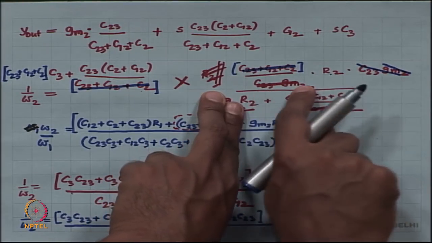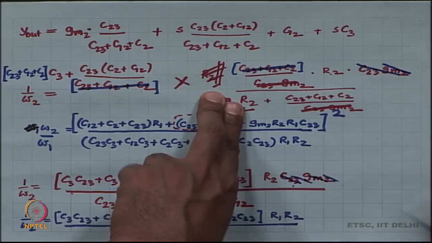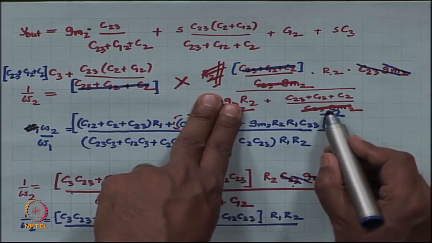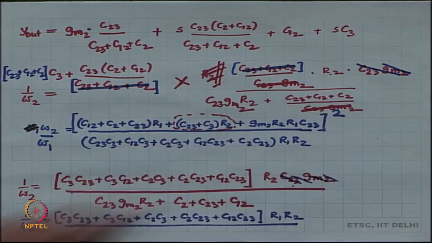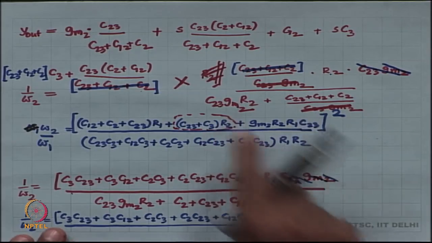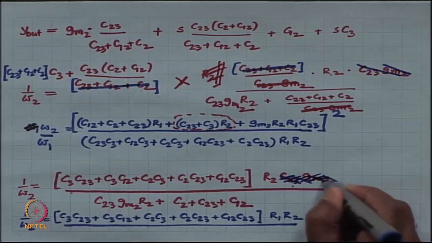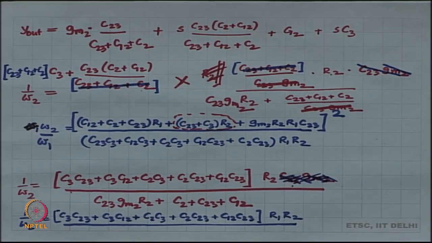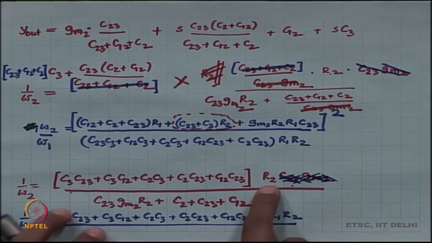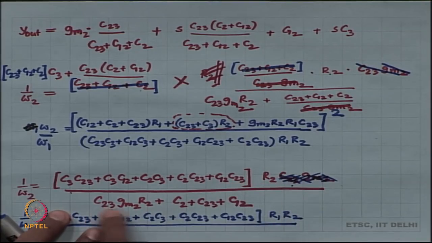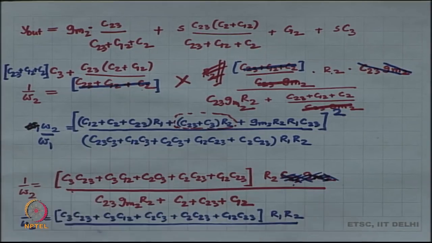Okay, C23 GM2 just cancelled out, we wrote it all over again. So, C23 GM2, yeah, this is now correct. Fine. Okay. So, now it is RCC by C, which is RC. Okay, great. Now, let me just write this down.